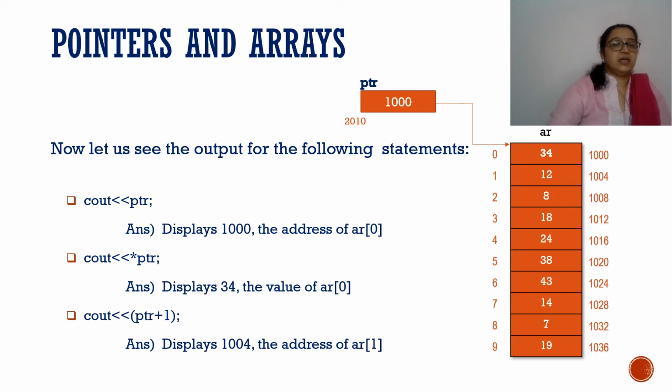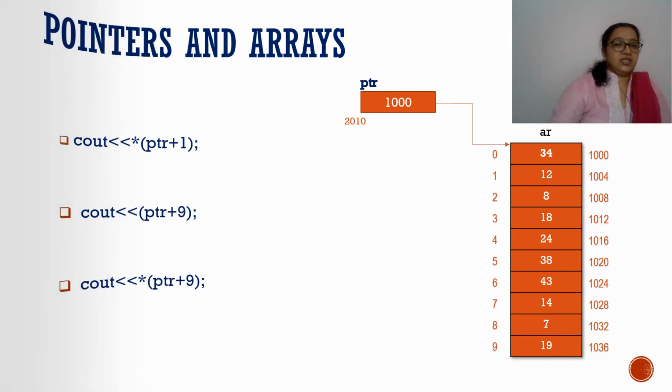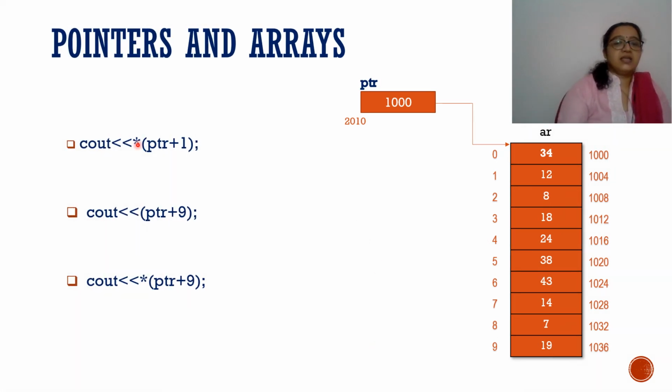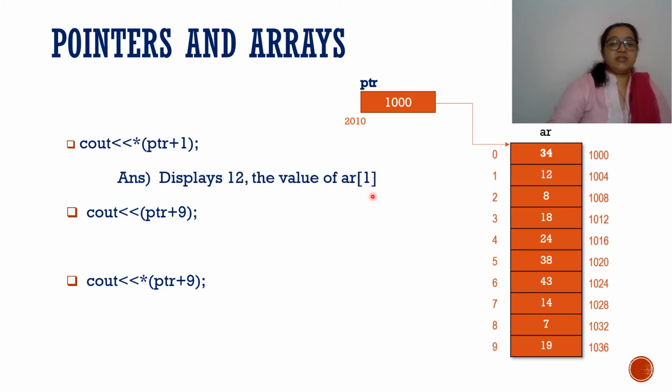Okay. Now the next is cout star, then in the bracket PTR plus 1. So PTR plus 1, we already know that is 1004. So the value at 1004 is what? 12, yeah. So it will display 12, the value of AR of 1.